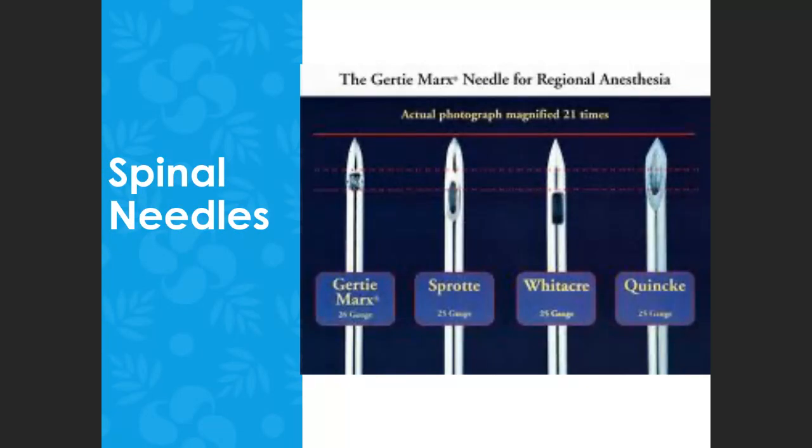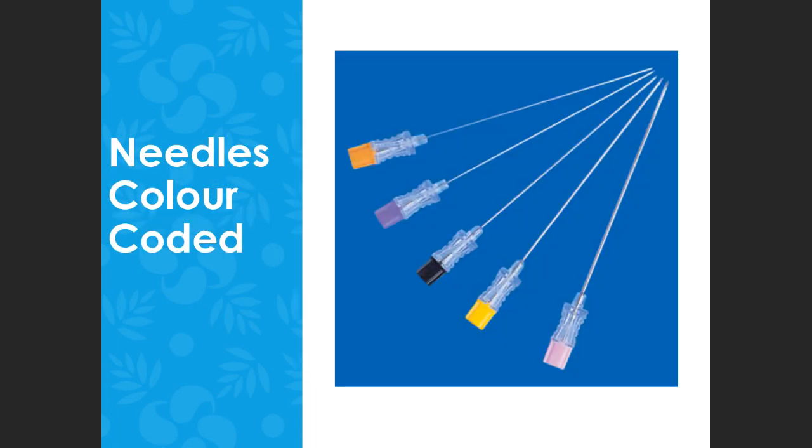These are different types. These are what they call pencil point needles, meaning the tip is shaped like a sharpened pencil, and the orifice is a bit back from the tip. The Whitacre is the furthest, the Sprotte is closer, and the Gertie Marx is closest to the tip. And there are advantages. The pencil point needles generally lead to fewer headaches than the Quincke needles. And they're much more blunt.